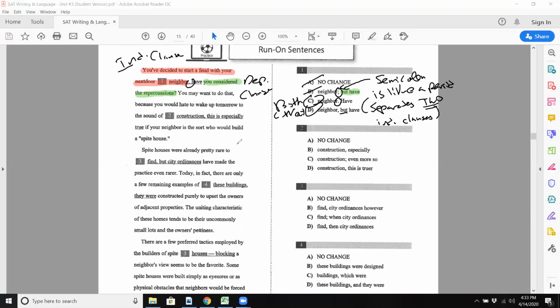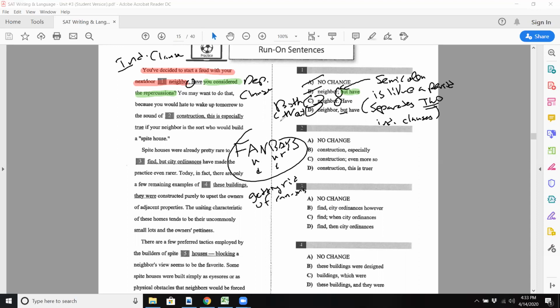And there's a thing called FANBOYS. I should know what all these stand for, but I know if you use a word like and or but or, that's usually okay for alleviating or getting rid of run-ons. That's a strategy you could use. I forgot what the other ones stand for, but yeah.